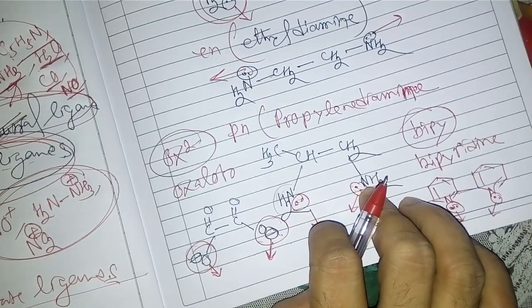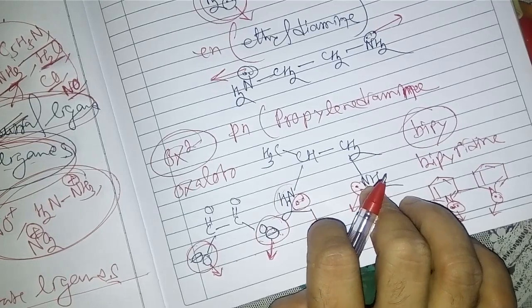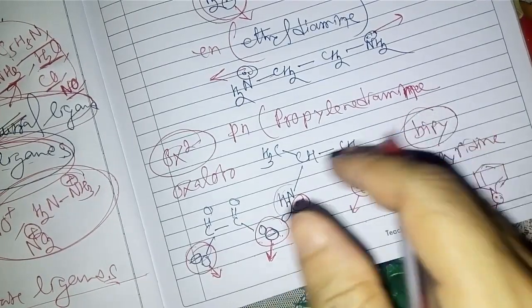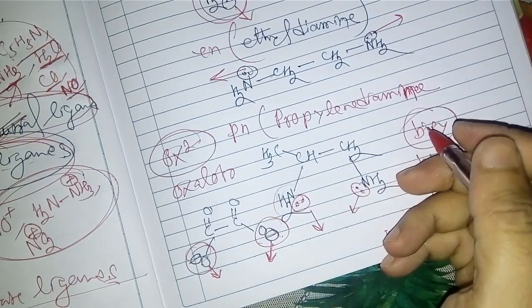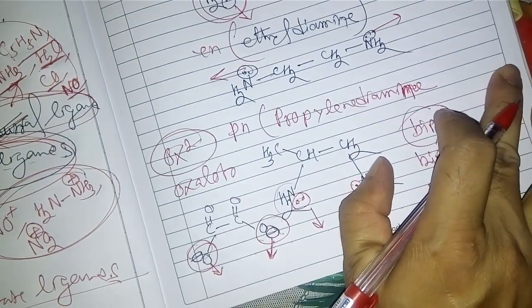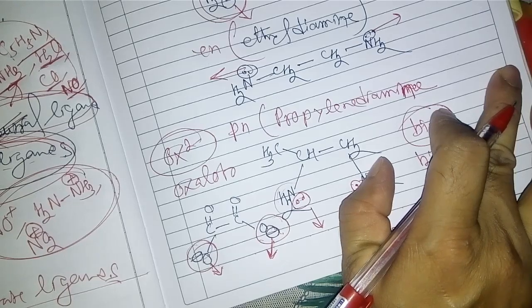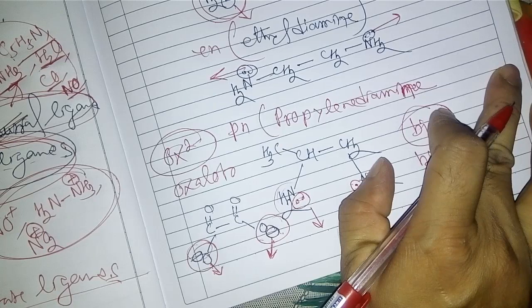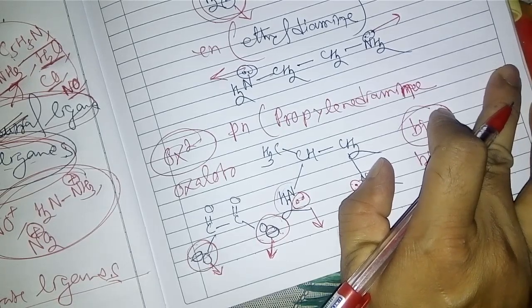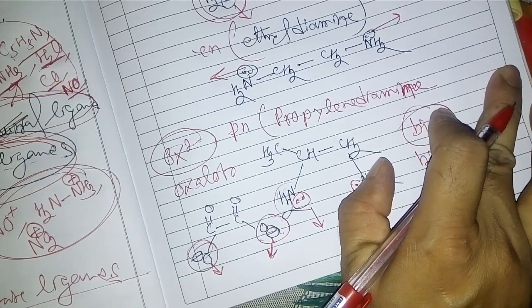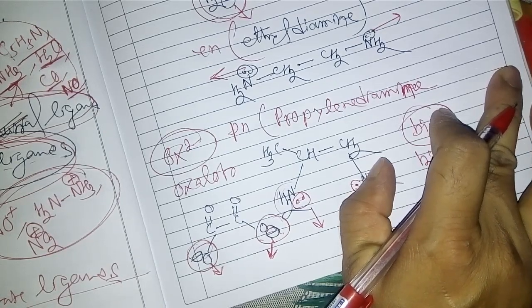So monodentate and bidentate are finished. There are many examples. You can follow that book also, that e-book is very important. In the next video I will discuss tridentate ligand, tetradentate ligand, pentadentate ligand, and the last one is hexadentate ligand.